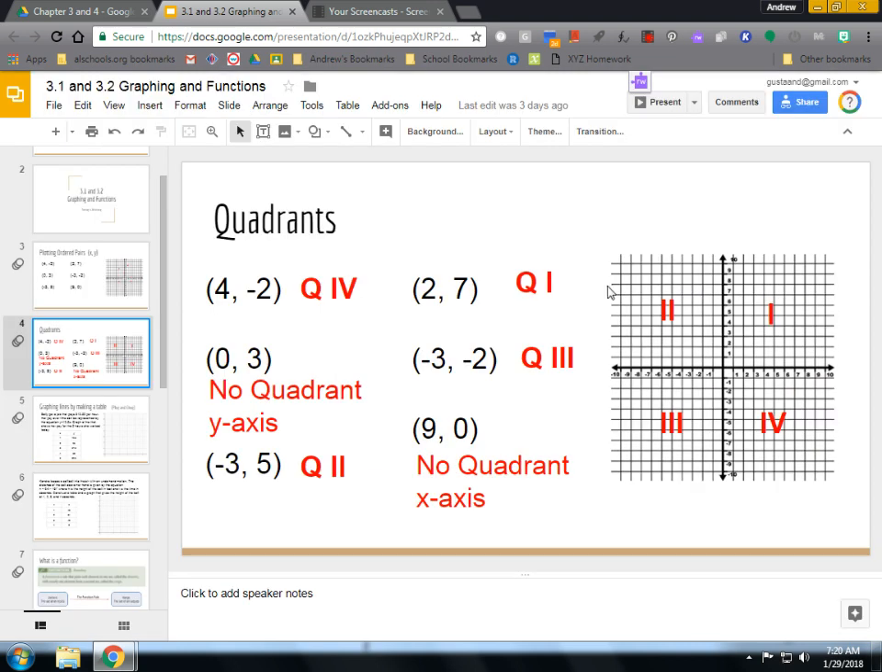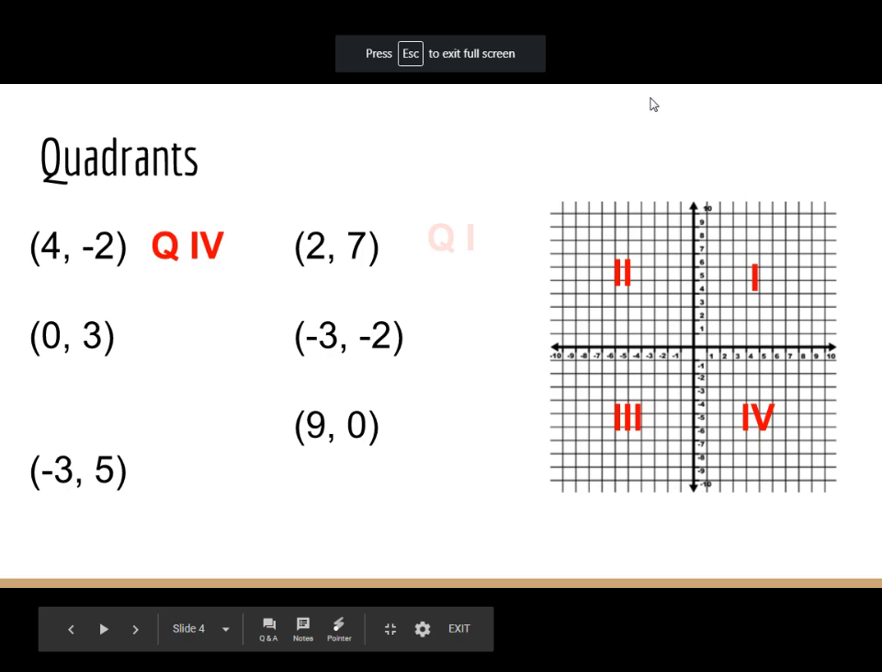Just going to check one thing here quick. We should still be good there. Okay. So that's how the quadrants work.